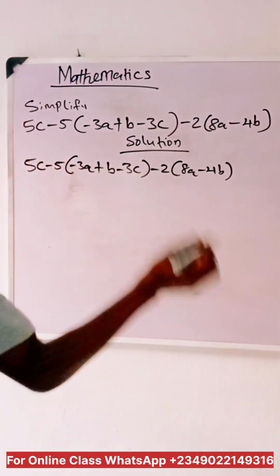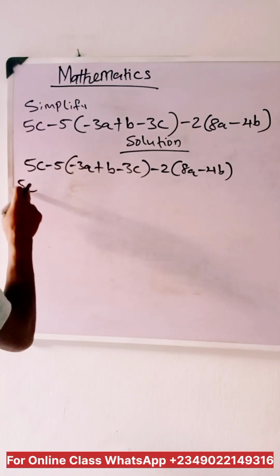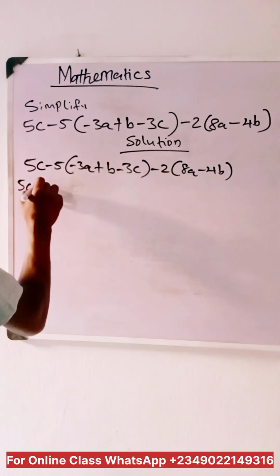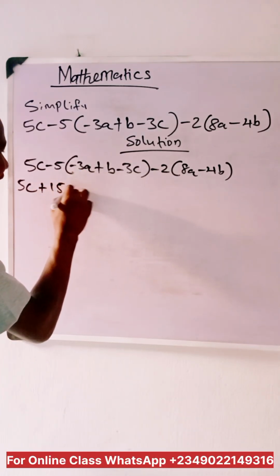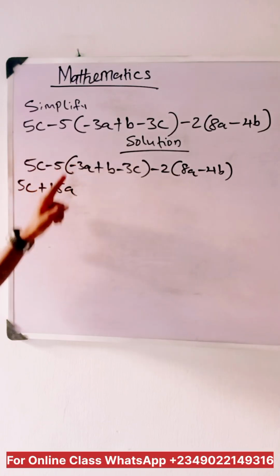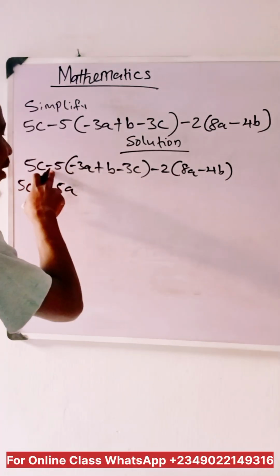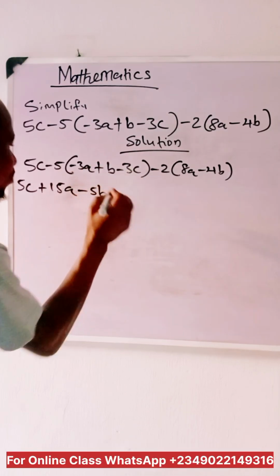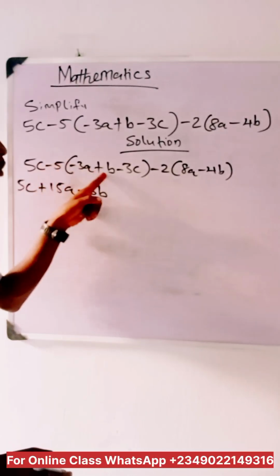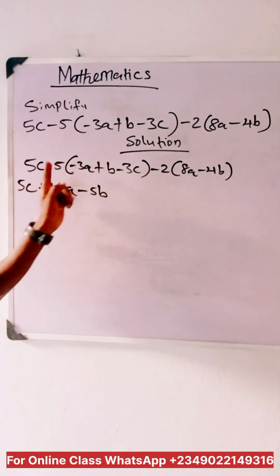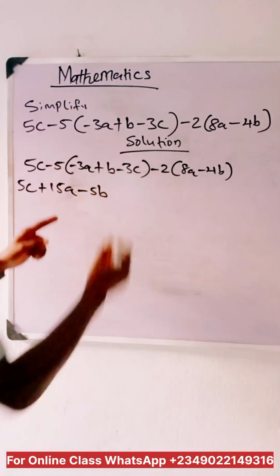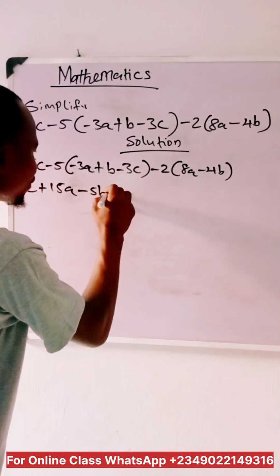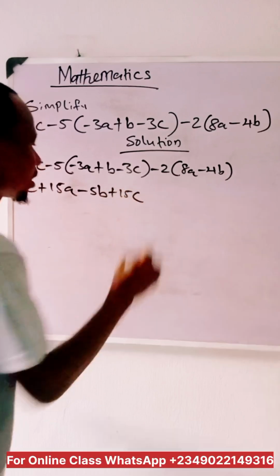So let's go there. What I have is 5c, this 5c. Now, minus 5 times minus 3a. What I'm going to have is plus 15a, because minus times minus will give me plus. Okay. Next thing, minus 5 times plus b. What I'm going to have is minus 5b, because minus times plus will give me minus. 5 times b will give me 5b. Okay, the same thing, minus 5 times minus 3c. Okay, what I'm going to have is plus 15c, right?